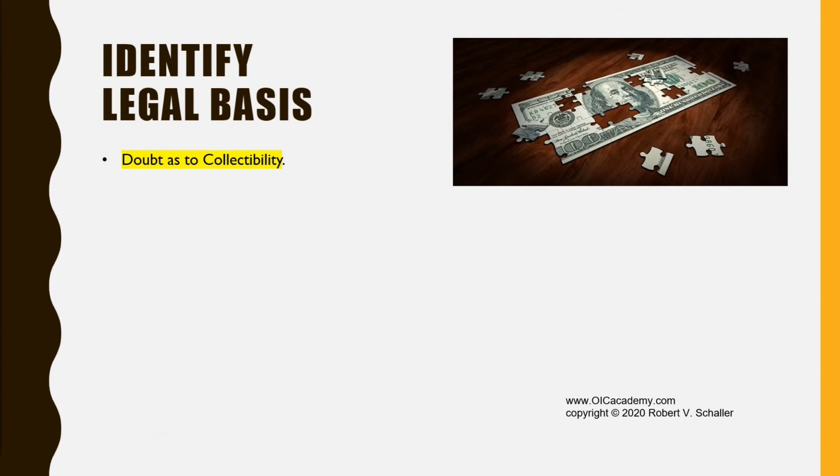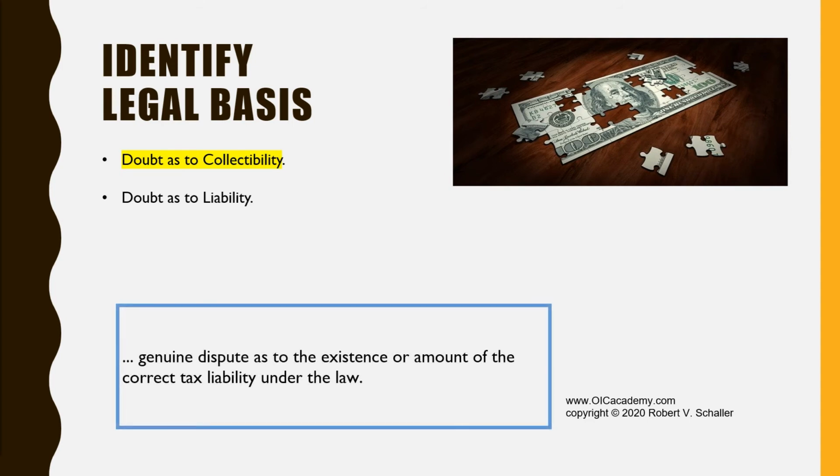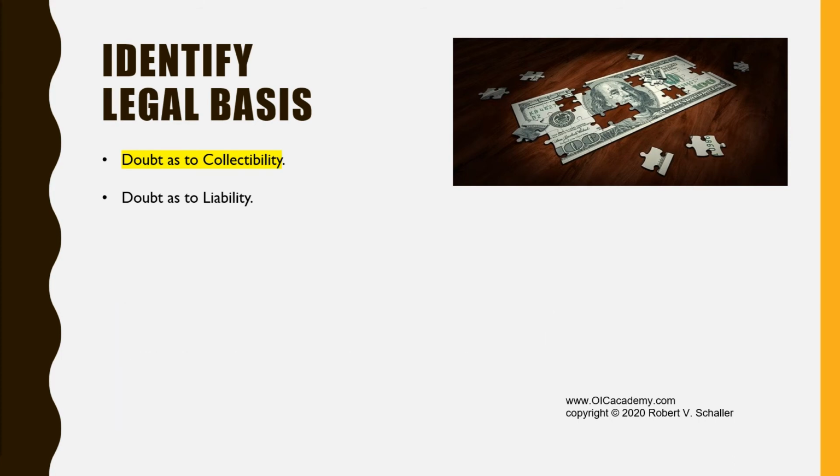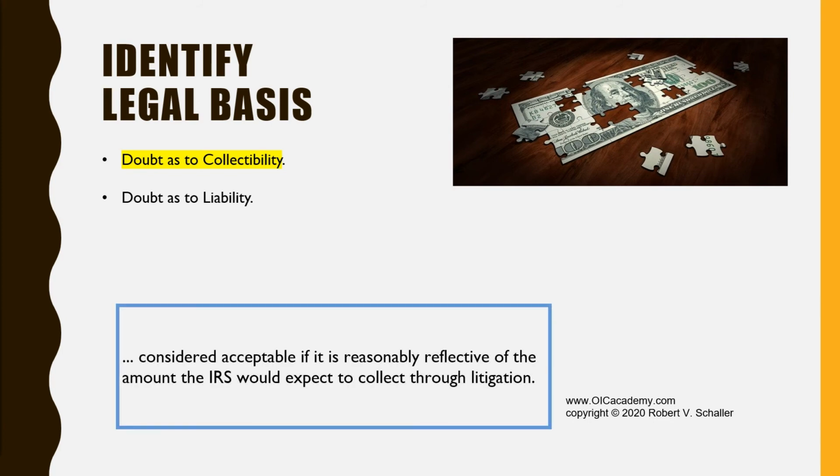The second basis for compromise is doubt as to liability. Doubt as to liability exists where there is a genuine dispute as to the existence or amount of the correct tax liability under the law. Doubt as to liability does not exist where the liability has been established by a final court decision or judgment concerning the existence of the liability, because at that point, the debt is not in doubt. An offer to compromise based on doubt as to liability generally will be considered acceptable if it is reasonably reflective of the amount the IRS would expect to collect through litigation.